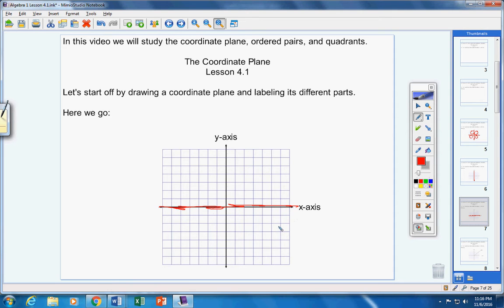Please don't forget that. I always remember it this way. Y rhymes with high, like up high, and this is up high. So that's how I remember it. Y-axis here, the x-axis is here.